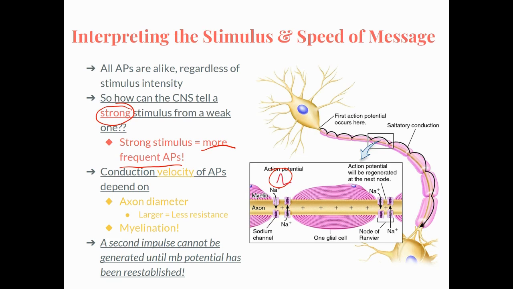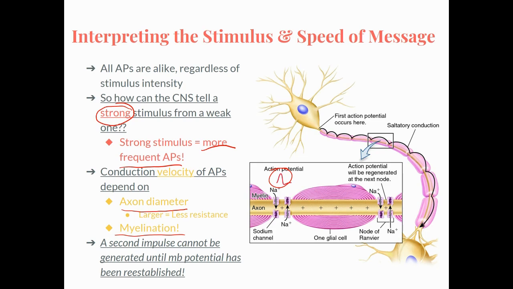The conduction velocity, the speed of the action potentials, is going to depend on the diameter of the axon. If they're larger, there's less resistance. And myelination. Remember the Schwann cells, the myelin sheaths, and those nodes of Ranvier in your peripheral nervous system, and remember the oligodendrocytes in the central nervous system.